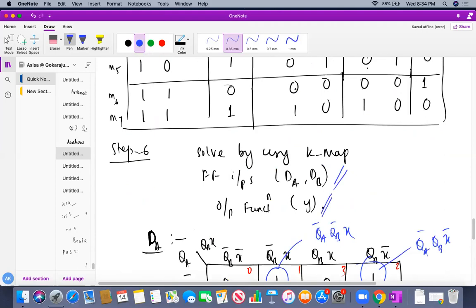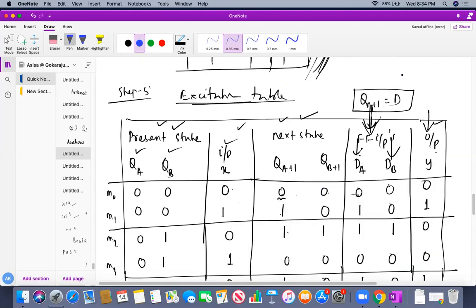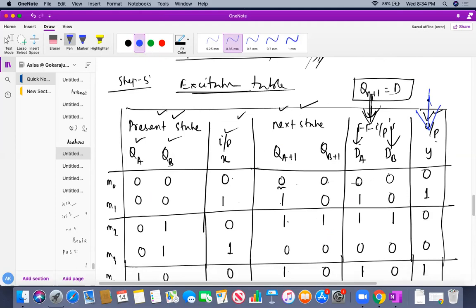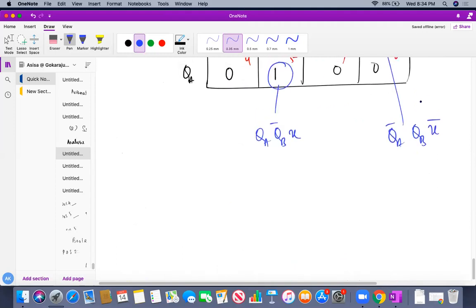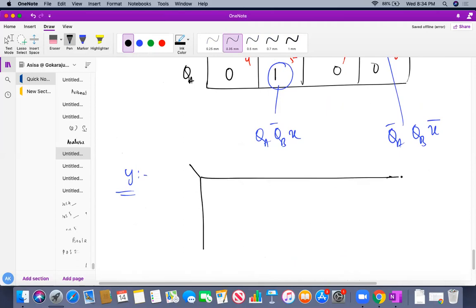Now we have to find out the output function. For the output function, which truth table output do you have to take? This one. With this, what are my inputs? These are my inputs and this is my output. So we can take this. We have to solve for Y also, which is the output function. It also requires a 3 variable K-map. I'm going to solve it using a 3 variable K-map.